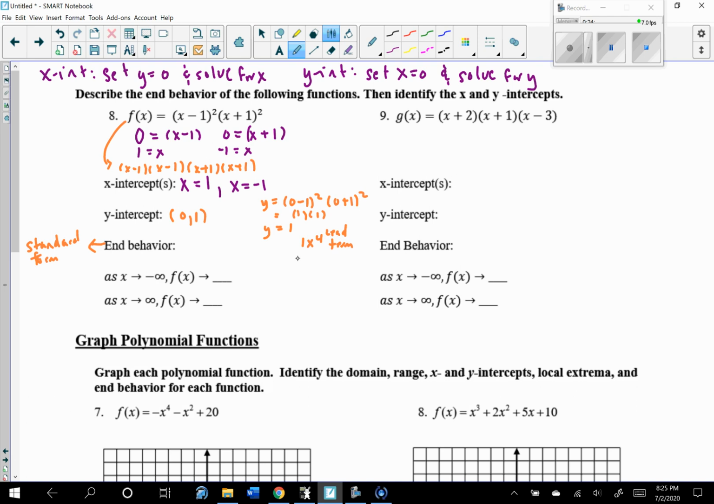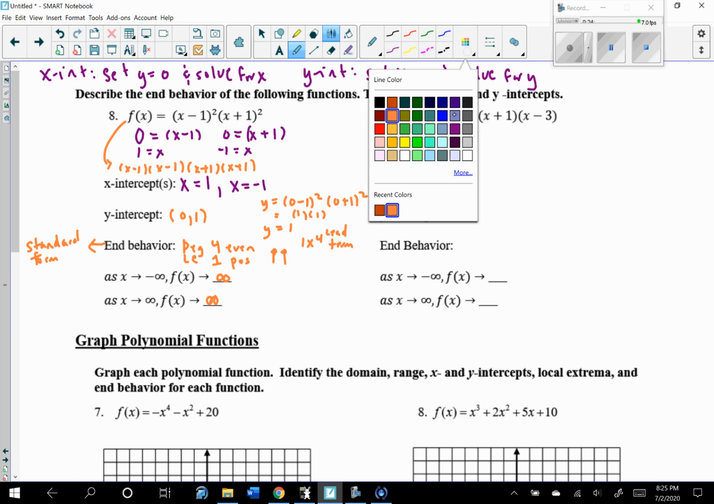So that means this is a degree 4, which is even, and the leading coefficient is 1, which is positive. So this is even positive. What happens with even positive? Remember, both ends go up. So as x approaches either plus or minus infinity, your y values go towards positive infinity.